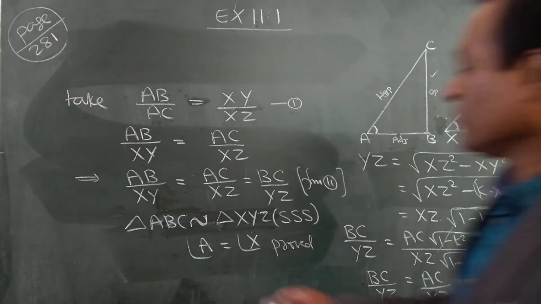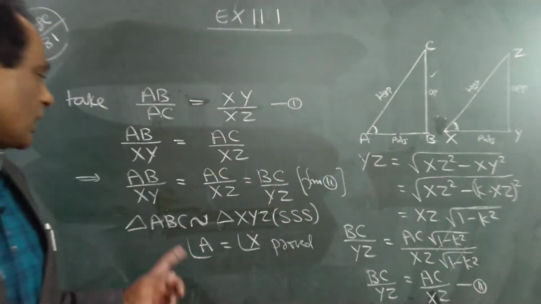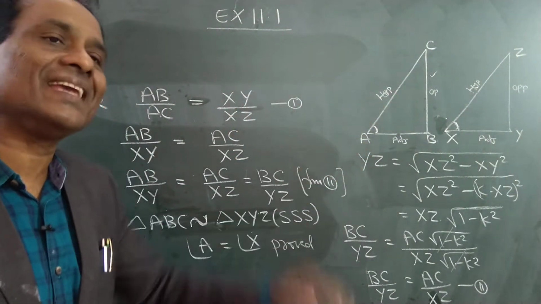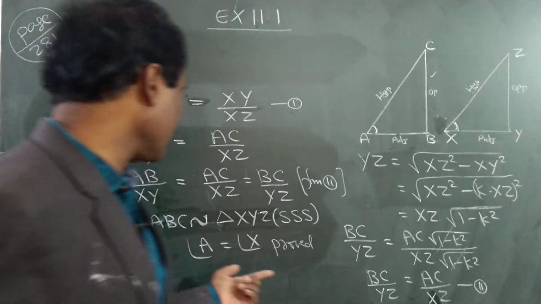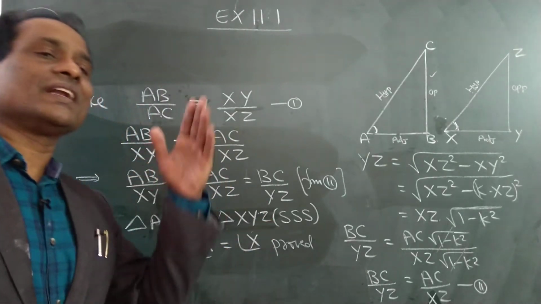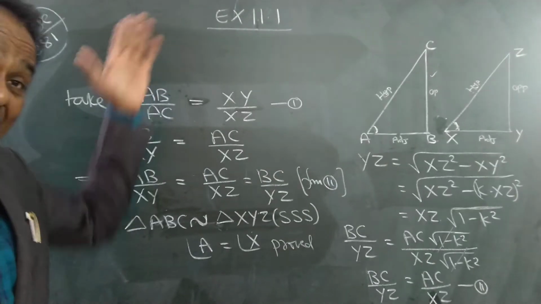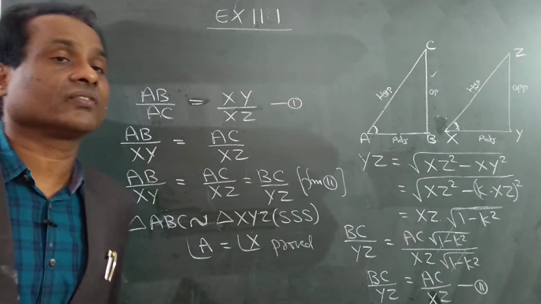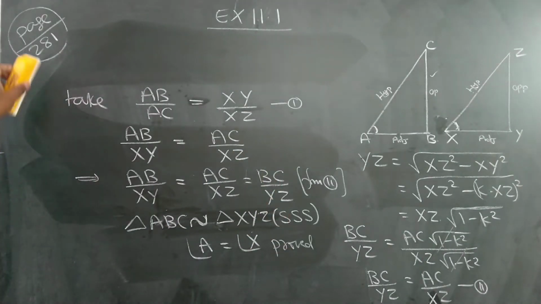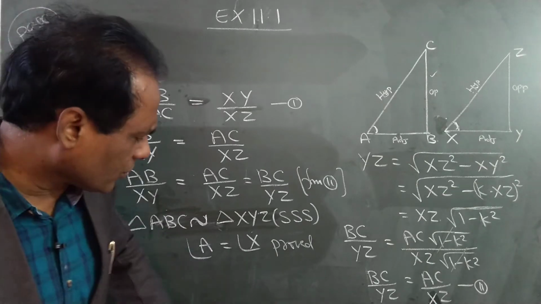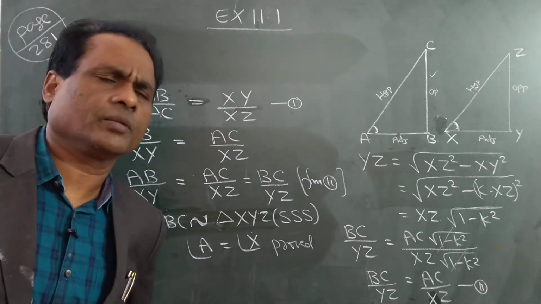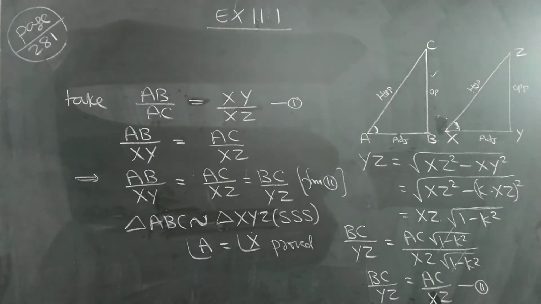Triangle ABC is similar to triangle XYZ. If two triangles are similar, angles are equal. Angle A is equal to angle X. This is the concept you studied in the similarity of triangles in the 9th class. Again in 10th geometry, also plane geometry, we may get this again. It may repeat. We may use this.